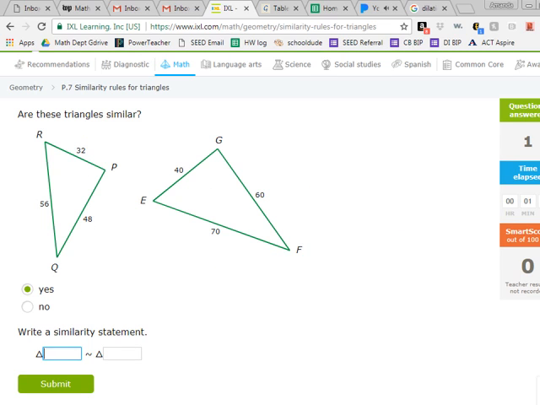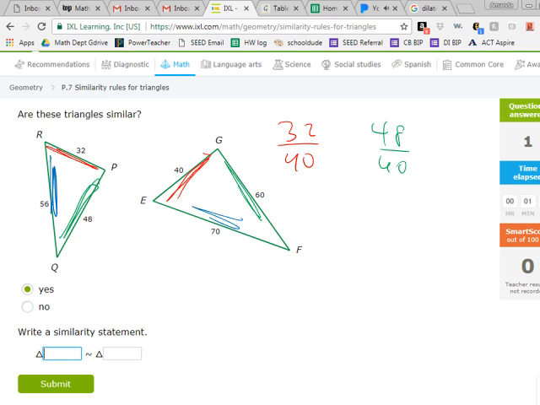Here's another one. Let's see if these are similar. So now I'm not given angles, I'm given sides. So again, I have to look at ratios. If I'm not sure, I'm going to look for the smallest side out of the three. 32 here looks like the smallest, and the smallest out of the other three would be 40. So I'm going to do 32 over 40, and I'm going to pair that to the middle sides. So the middle sides are 48 and 60. Is that the same as 48 over 60? And the last one I have to look at is 56 and 70. Is that the same as 56 over 70? Well, let's figure that out.